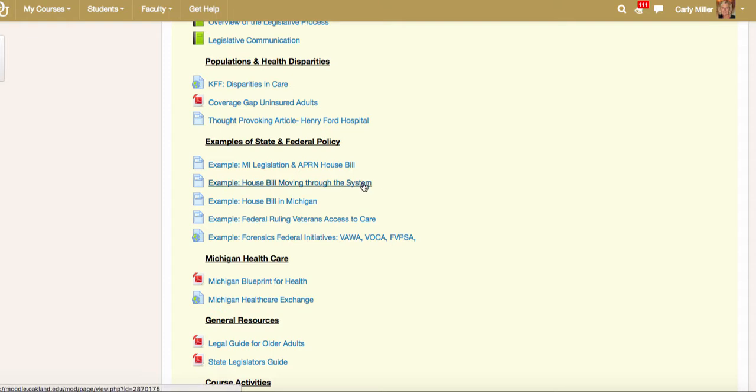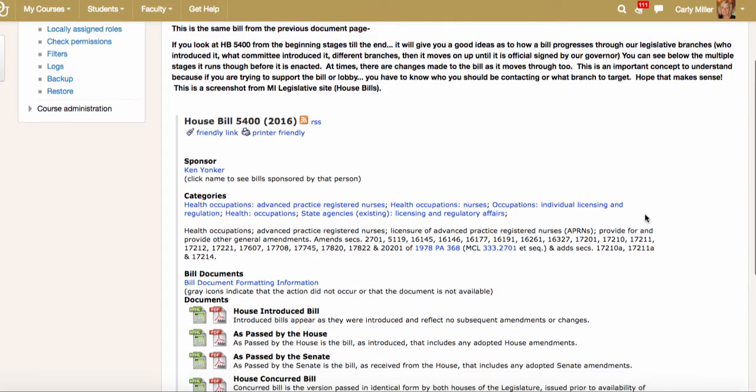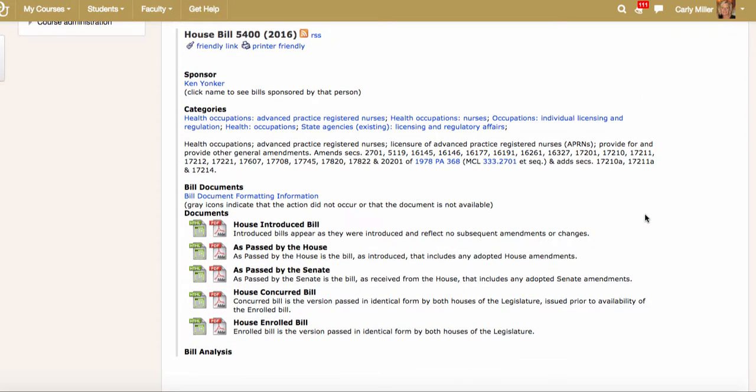Same thing with this one, it shows it moving through the system. This is the HB 5400, which was for nurse practitioners. This went through a couple of months ago. I put this up for everybody to read just because it shows you how the bill progresses through our system.